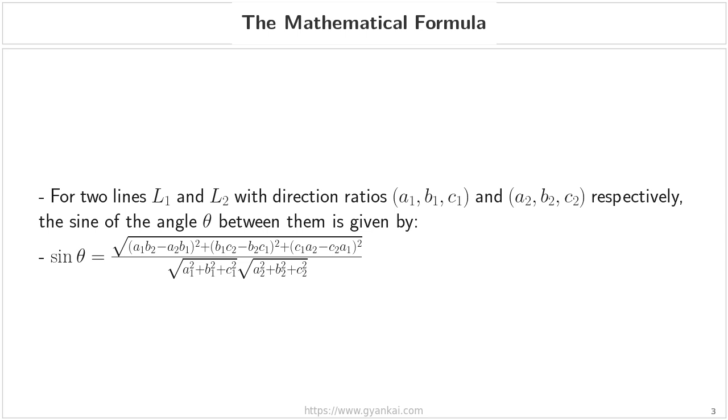Now, for the denominator, we take the square root of a1 squared plus b1 squared plus c1 squared, and multiply it by the square root of a2 squared plus b2 squared plus c2 squared. It looks quite complex at first glance, but don't worry. In the next slide, I am going to break this down into a simple, step-by-step process so you can calculate it without any confusion.